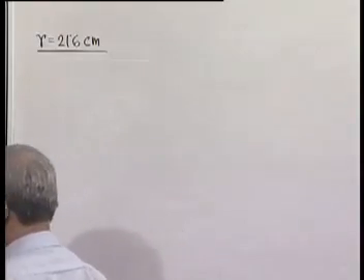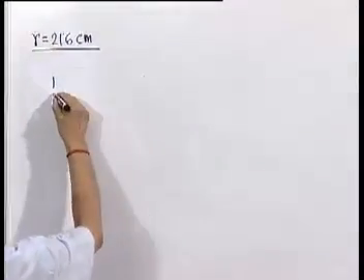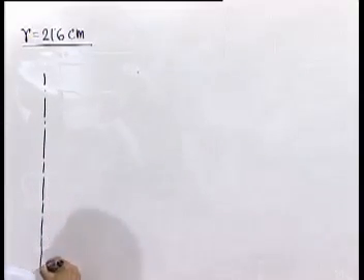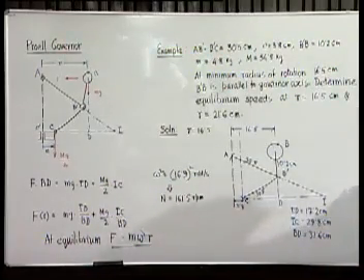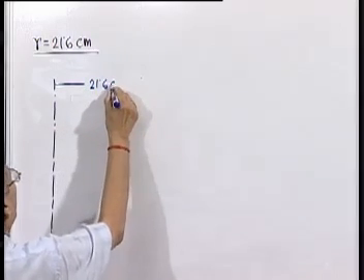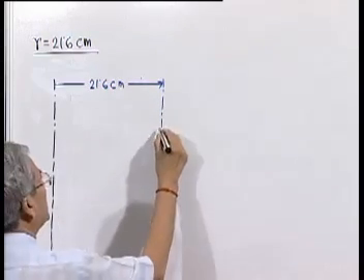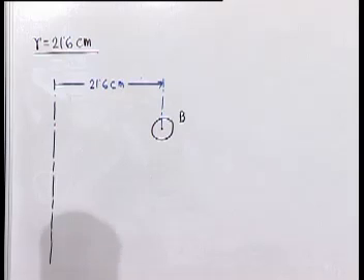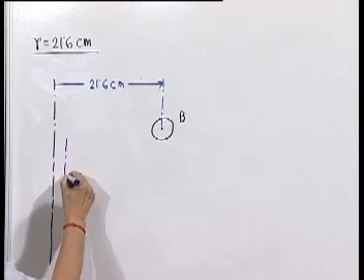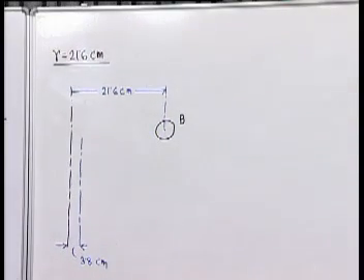We have to again draw this, and to do that, what we do is, this is the governor axis, and at a distance of 21.6, somewhere we put here point B. We also know that point C will be located on a line which is 3.8 centimeter away.